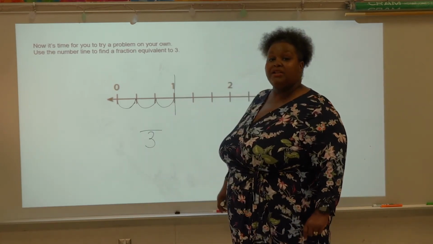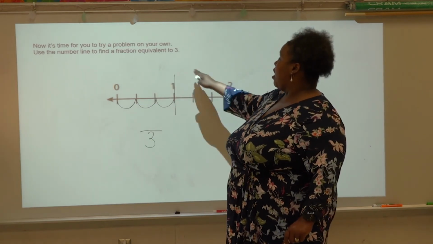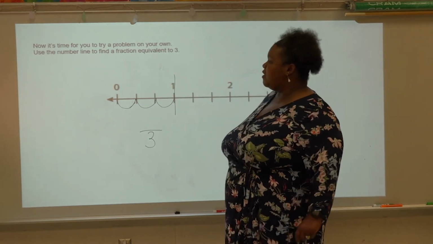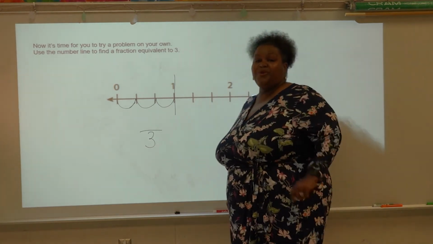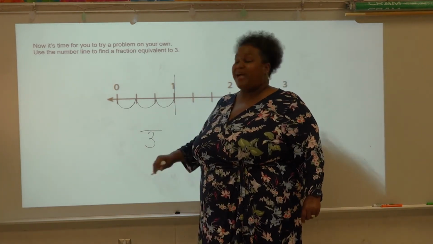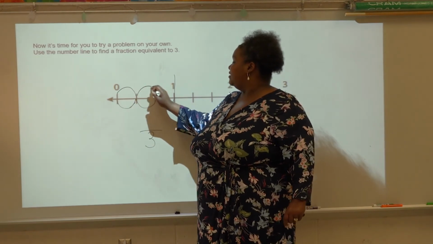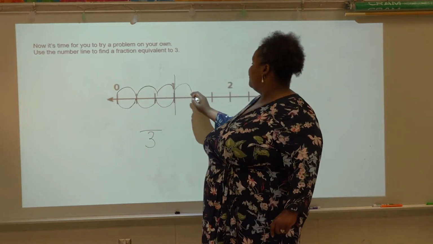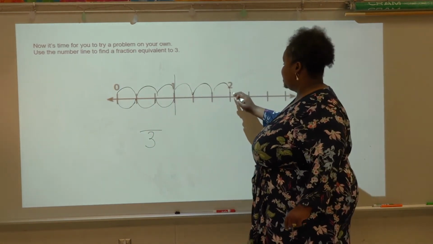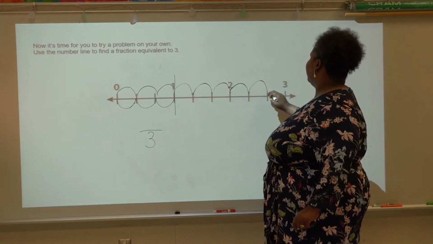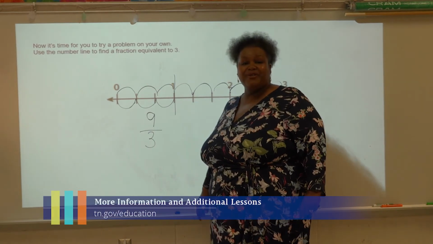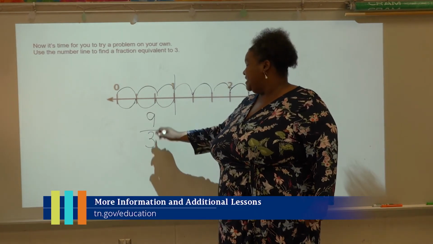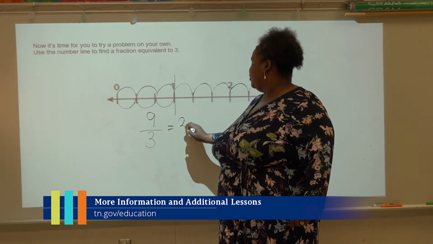Now, to find my numerator, I'm going to count all of the tick marks, all the way from the 0 to the 3 whole. Okay? Please do it with me, and we'll see if our answers match up. 1, 2, 3, 4, 5, 6, 7, 8, 9. 9/3 should have been your answer. 9/3 is equal to 3 whole.